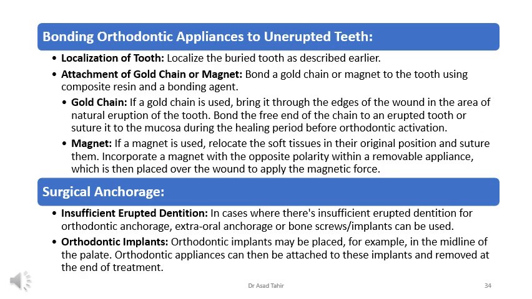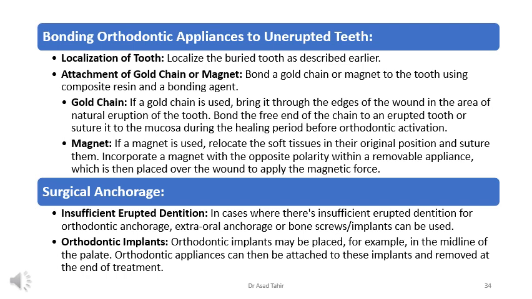Bonding orthodontic appliances to unerupted teeth. Localization of tooth. Localize the buried tooth as described earlier. Attachment of gold chain or magnet. Bond a gold chain or magnet to the tooth using composite resin and a bonding agent. Gold chain. If a gold chain is used, bring it through the edges of the wound in the area of natural eruption of the tooth. Bond the free end of the chain to an erupted tooth or suture it to the mucosa during the healing period before orthodontic activation.